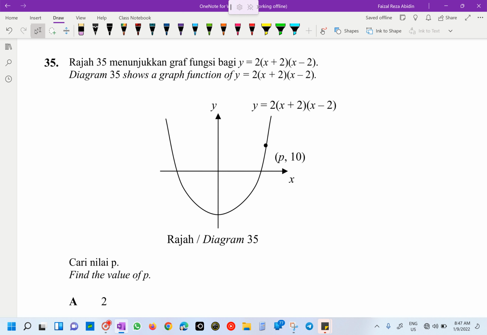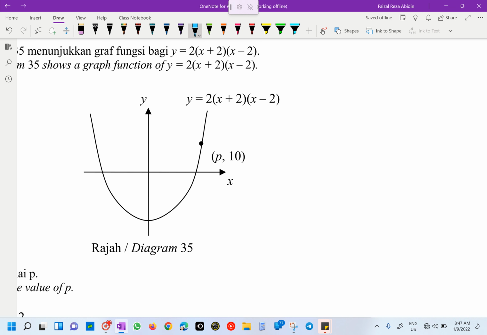Okay. So dia nak cakap, lepas tu dia tak tahu eh. Okay. So we are going to expand first. So for this one, we are going to get, you nak masukkan 2 dulu ke nak mana? Mana-mana pun boleh kan. Jawapan akan dapat sama juga. So 2 times x, I'm going to get 2x first. 2 times 2, I'm going to get 4.